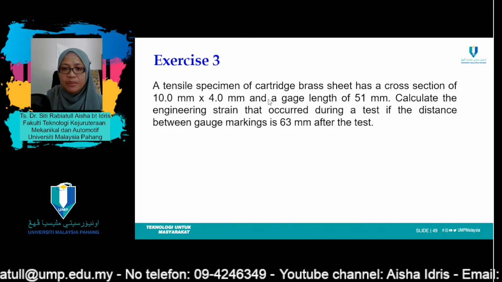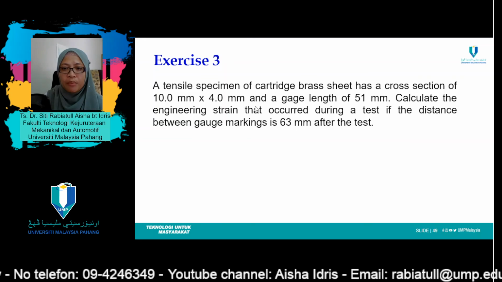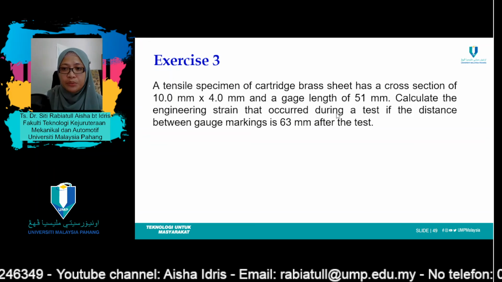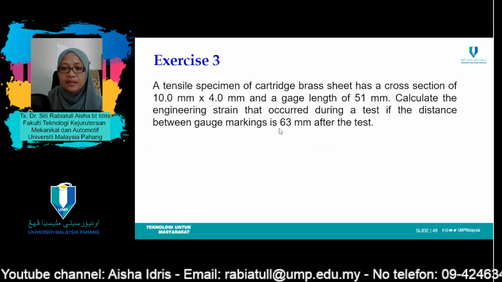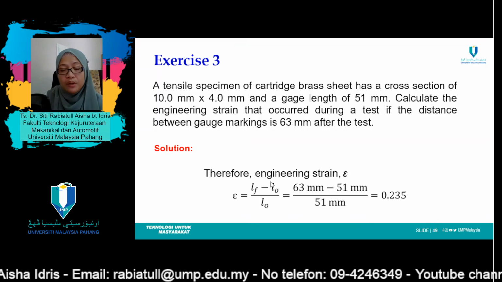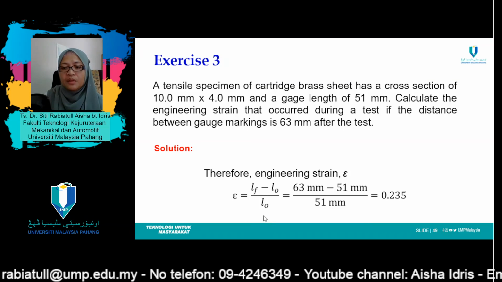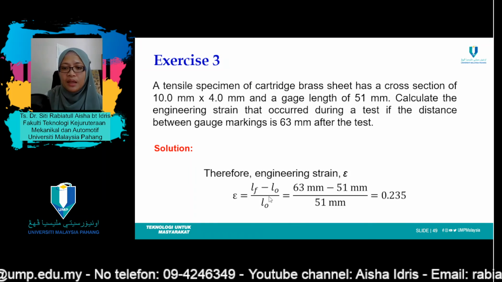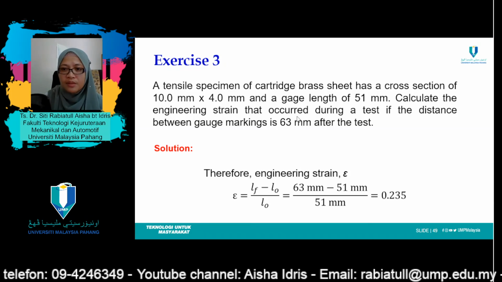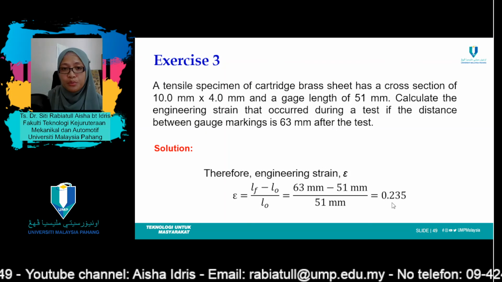A tensile specimen of cartridge brass sheet has a cross-section of 10 mm times 4 mm and a gauge length of 51 mm. Calculate the engineering strain that occurred during a test if the distance between gauge markings is 63 mm after the test. Do you still remember the formula for strain? Okay, so this is the formula for strain. Now we can just key in the information using the statement over here. Then you should be able to calculate the value of strain, which is equal to 0.235.